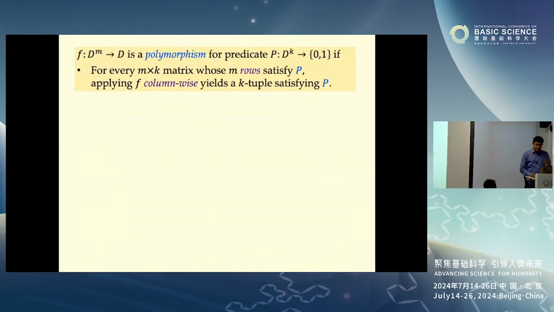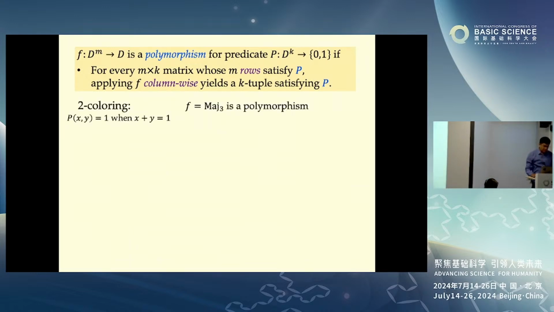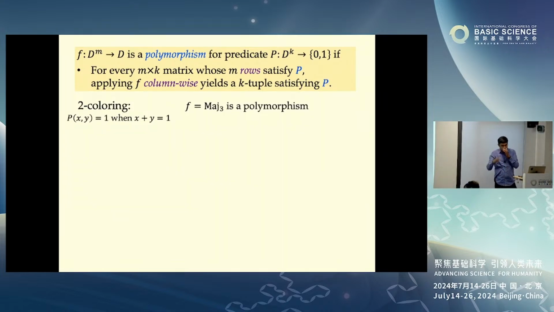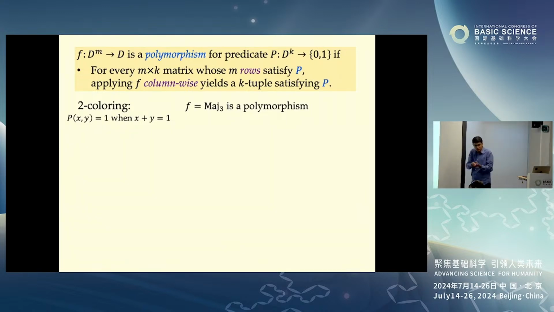Okay. So, again this is the definition. Another way to think about it is that if you take an m by k matrix whose rows satisfy P and you apply f column wise, you should get something that satisfies P. Okay. I just wrote down the definition. Now, for 2 coloring, we already saw such a polymorphism exists. If I take 3 rows which satisfy the predicate, each row being 0,1 or 1,0 or 0,1, they are unequal, then applying majority will give me a pair which is unequal. Okay. So, majority 3 is a polymorphism for this, which is non-trivial, not a dictator.